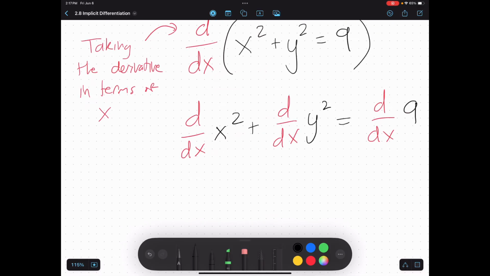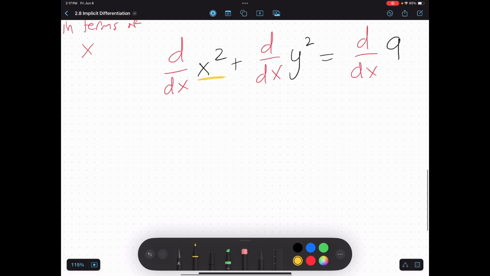First of all, how do I take the derivative of x squared in terms of x? Well, since this right here is simply a function of x, I can take the derivative like normal. What's the derivative of x squared? It's just 2x. There's nothing complicated about taking the derivative of this piece because it's already in terms of x. Well, let's skip this piece for now.